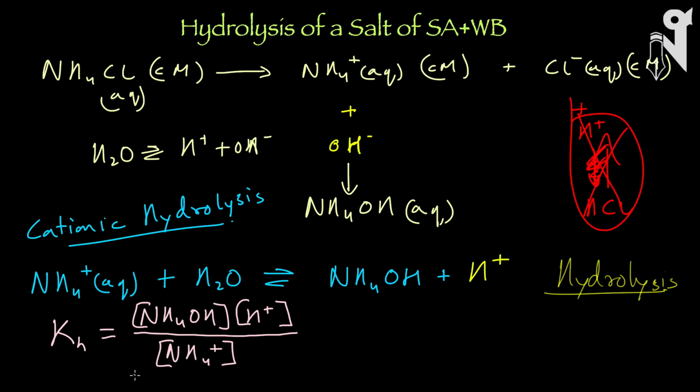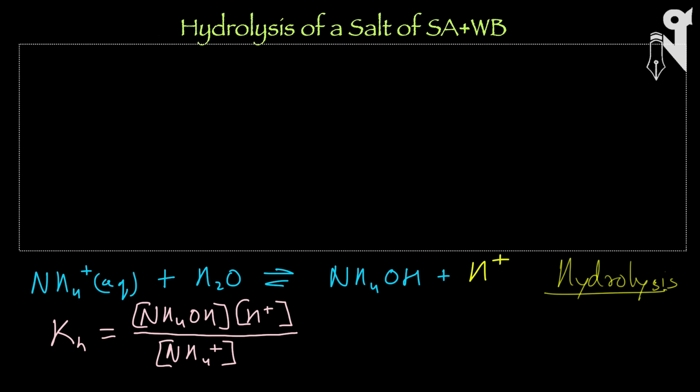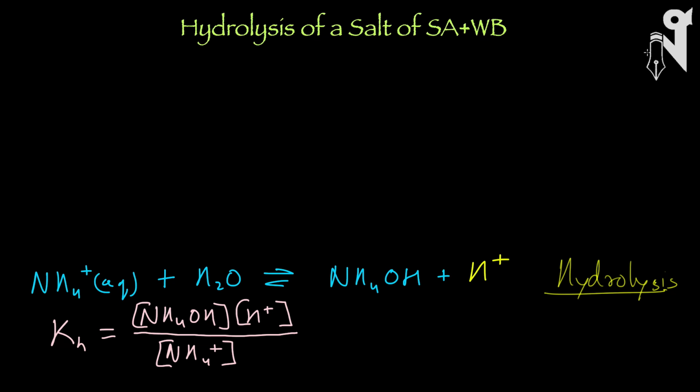What would they have given in the question? Actually, they would have given just the Kw value, or they would assume that you know the Kw value and the Kb value, right? They would have given only those two. And how do you use that? If they have given the Kb value, we'll write the associated reaction.